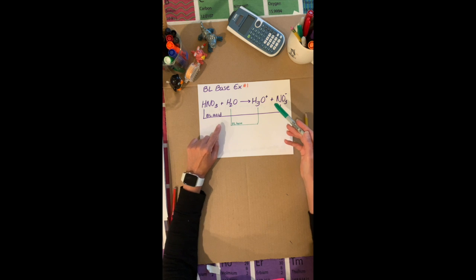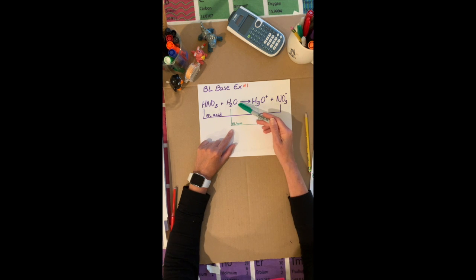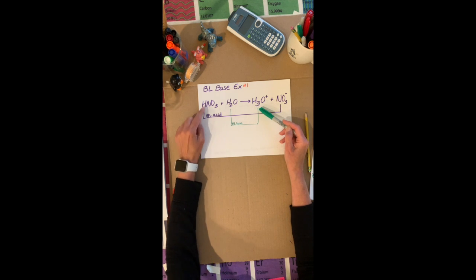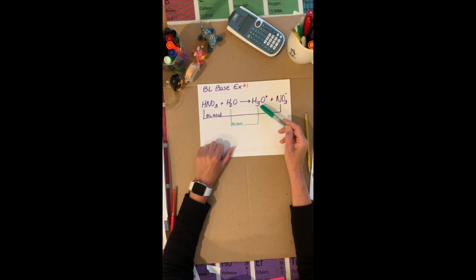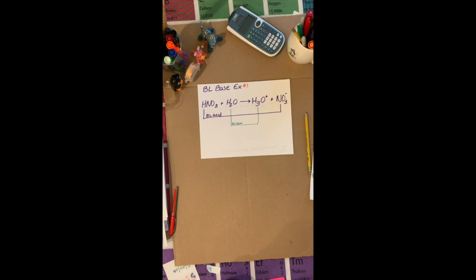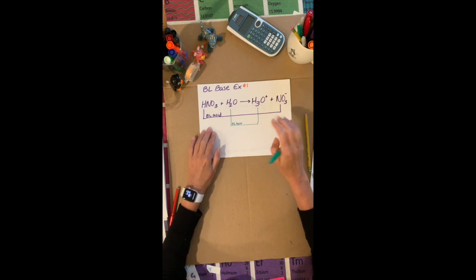Now, this might surprise you a bit, but water in this case is actually acting as a Bronsted-Lowry base. Why? Because it's accepting a hydrogen. So we have two hydrogens here. It's accepting this hydrogen to become that hydronium ion. So in this case, water is considered a Bronsted-Lowry base.